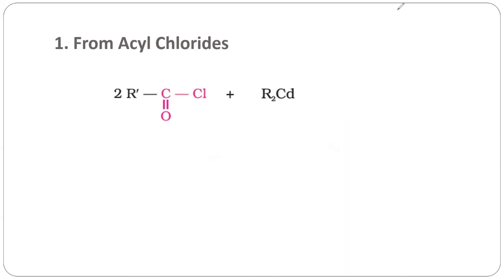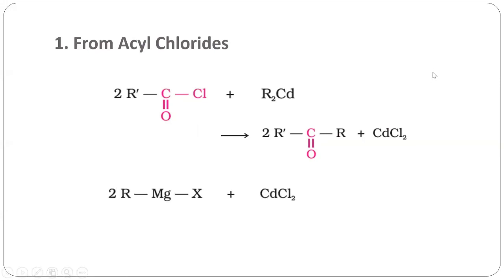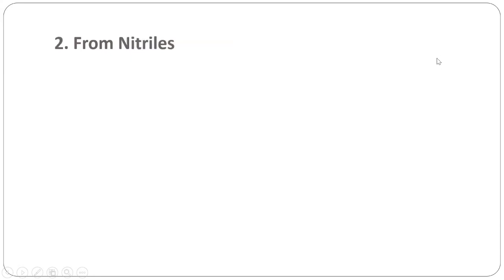So we take acyl chloride treated with dialkyl cadmium and we can see that the chlorine gets replaced by an R group. This happens for two molecules. So you get two molecules of R dash C double bond O R and the chlorines are taken up by cadmium. So the byproduct is cadmium chloride. So ketones can be prepared from acyl chlorides by treating with dialkyl cadmium. And how do you prepare dialkyl cadmium? You take a Grignard reagent, RMgX, you treat it with cadmium chloride and you will get dialkyl cadmium. That is a side note, how to prepare dialkyl cadmium.